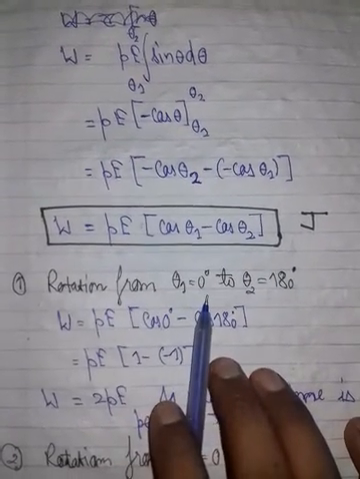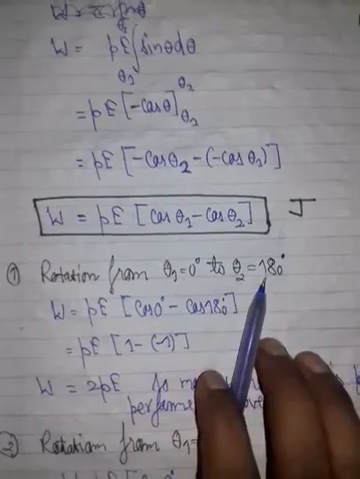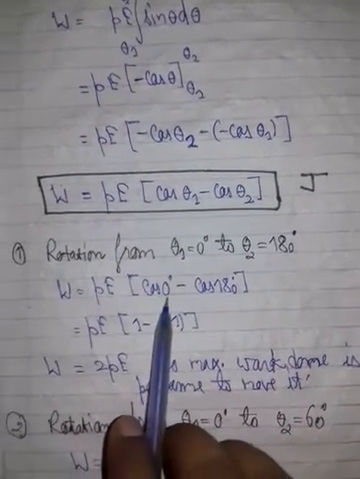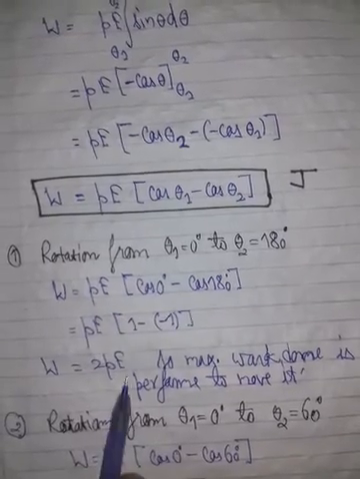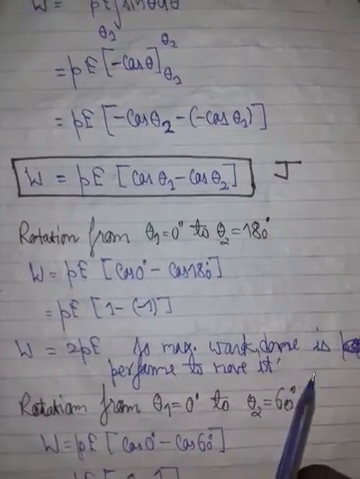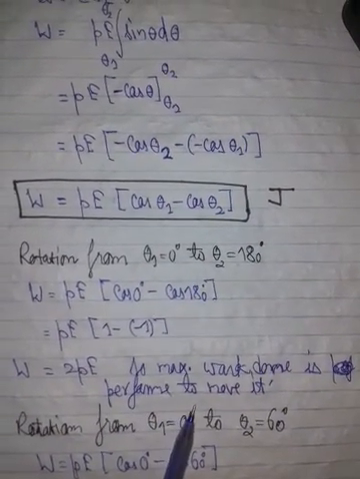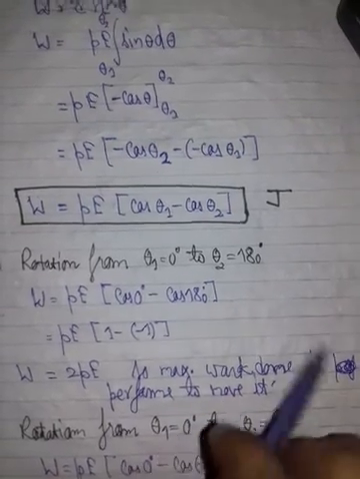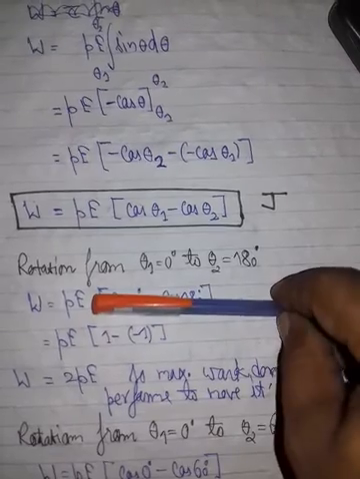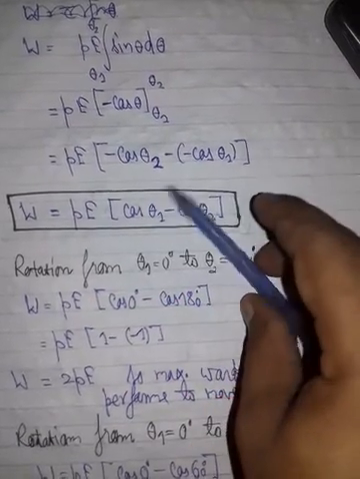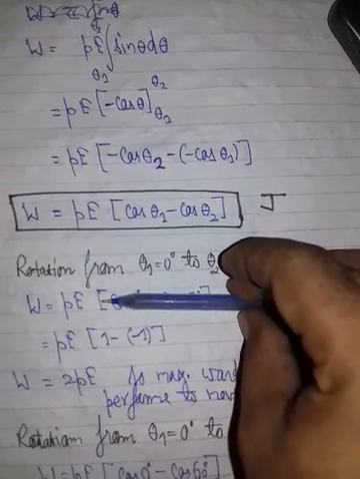Rotation from angle 0 degrees to 180 degrees: putting in the values, cos 0 is 1 and cos 180 is minus 1, so 1 minus (minus 1) gives 2 into P. So the maximum work done is when the dipole is rotated from alignment with the direction of the electric field to anti-parallel to the electric field.